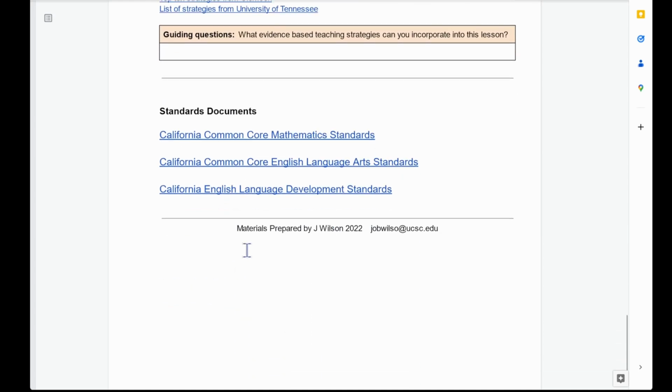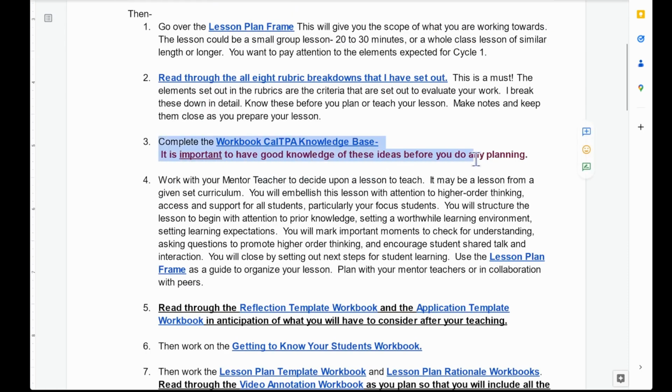And then down here, this would be useful to you in general in your planning. These are links to the standards documents for the state of California. So now we've done 3. And this is the workbook for CalTPA Knowledge Base. Now we're going to get to work, and the first work is about consulting with your mentor teacher.